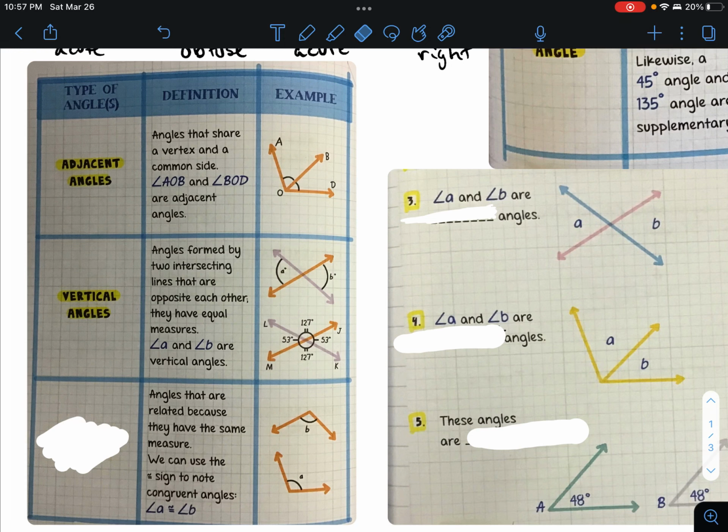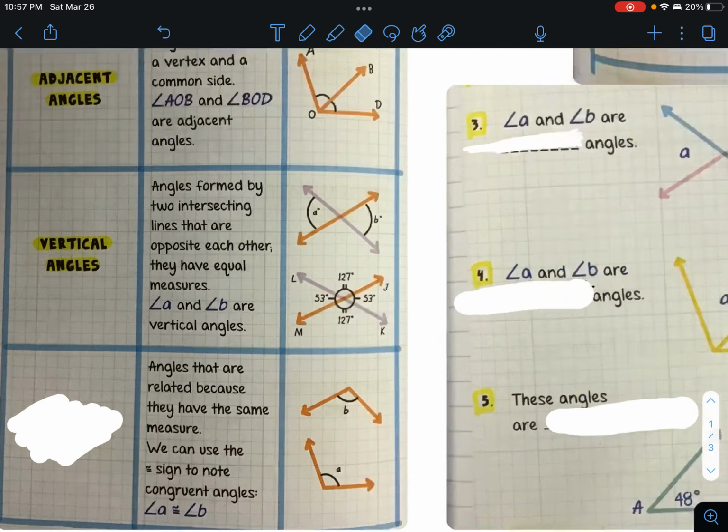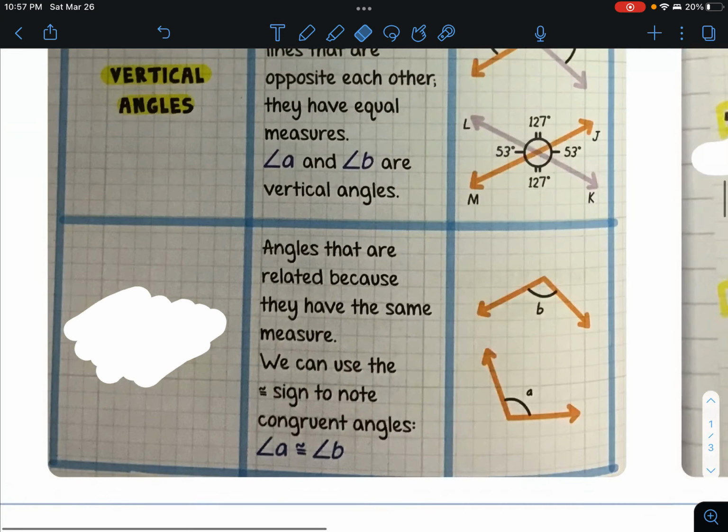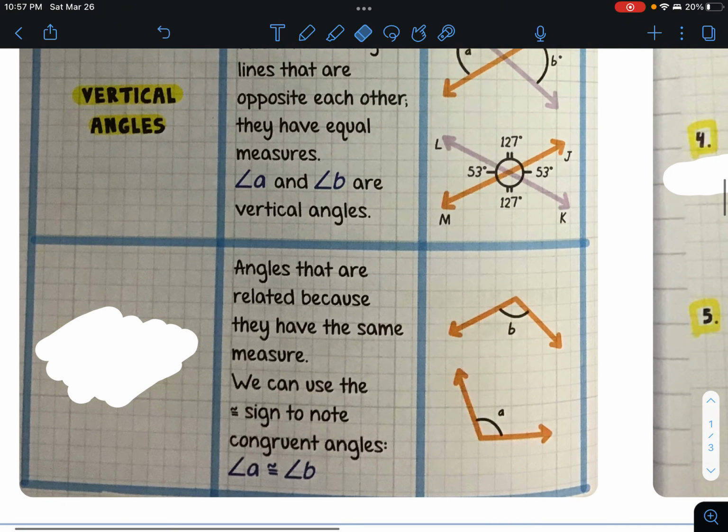Okay, and then angles are related because they have the same measure. We can use this sign to note it. The sign they're talking about is an equal sign with a squiggly line above it. Angles that are related because they have the same measure are called congruent angles. Congruent means they are the same.